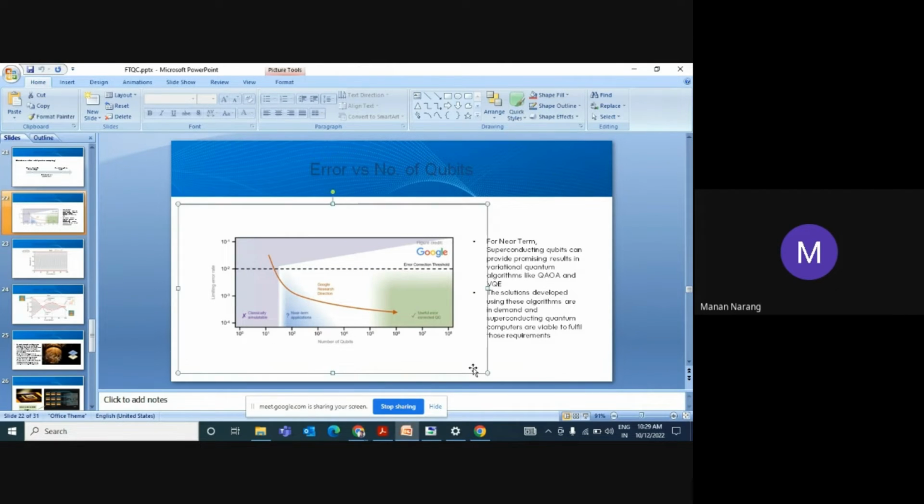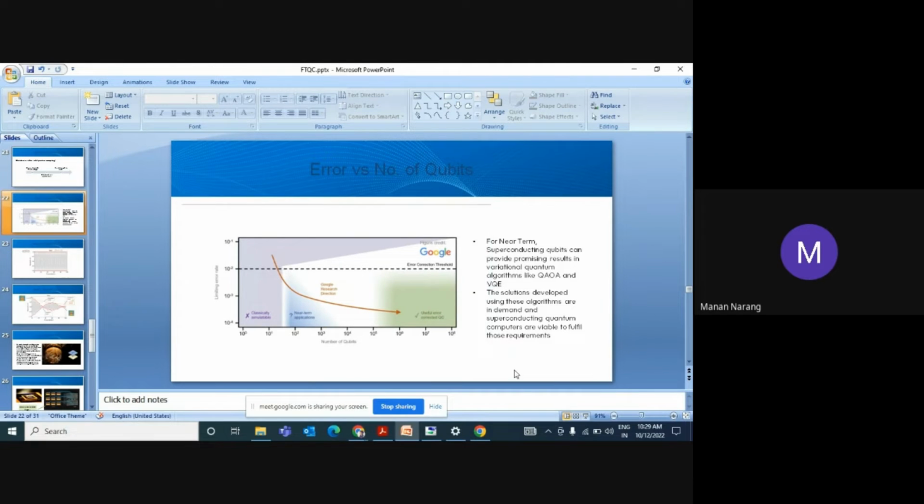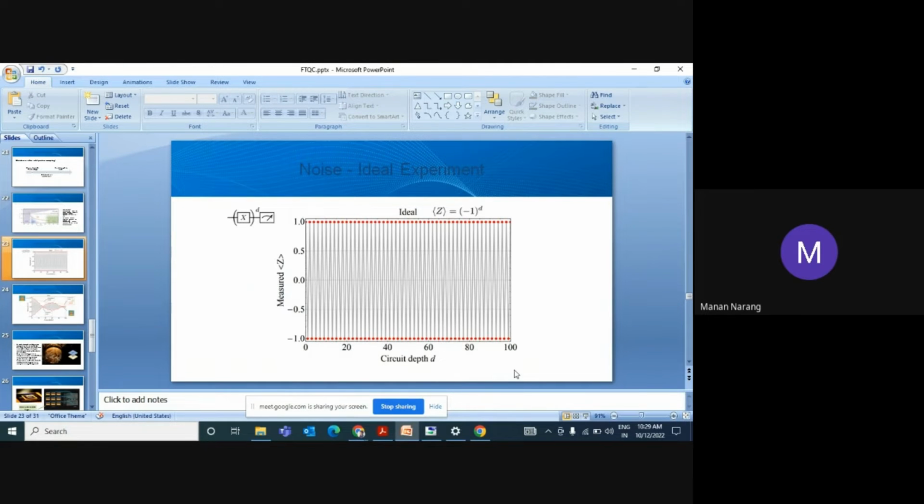Now I'll show you what an ideal experiment on a quantum computer looks like. This is where we implement a gate, and we think that the ideal experiment is going to give us this result. This is the circuit depth, how many times we iterate the circuit, and this is the measured z state. This is what a noisy ideal experiment should look like.